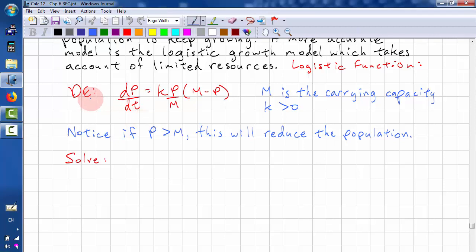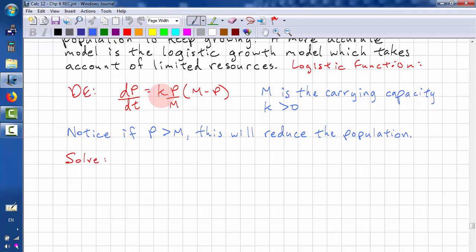So we have a new differential equation. dP/dt equals k, some constant factor, P over M times (M minus P). So this is very complicated to look at. It becomes a little bit easier if we remind ourselves what's going on. This is the change of population over time, dP/dt.